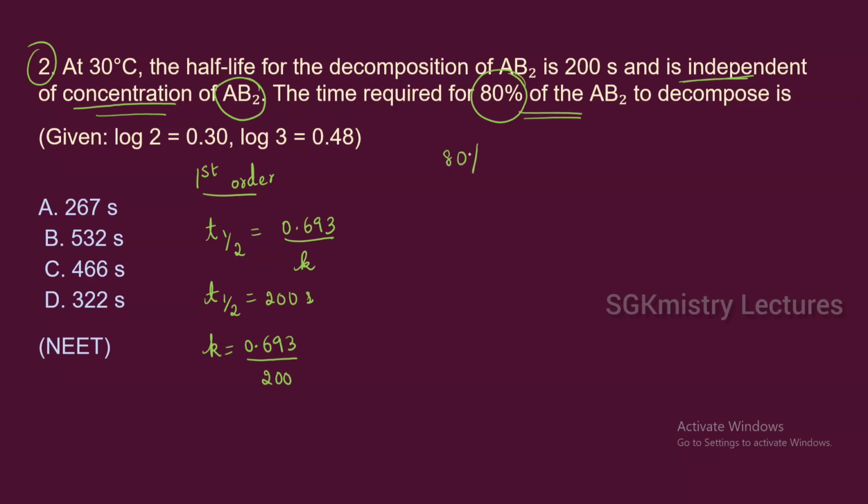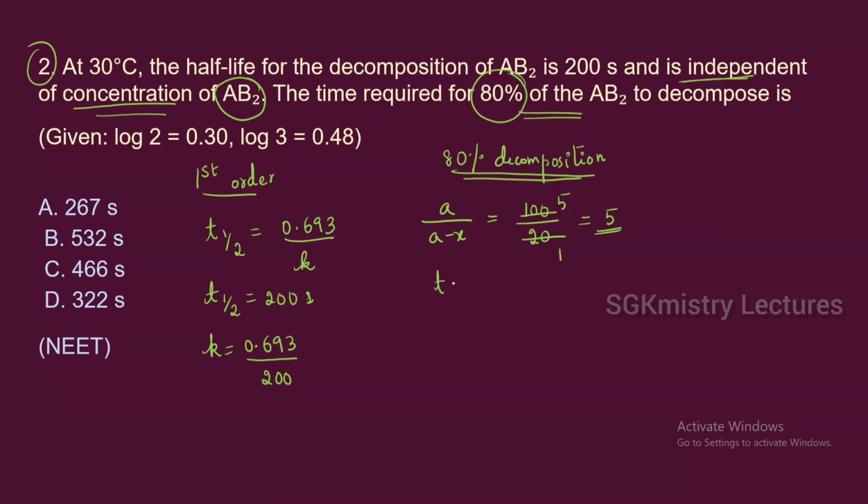Now, for 80% decomposition, because this is what we have to find out. So we have A by A minus X. If I take the initial concentration as 100, for 80% decomposition, once the 80% has been decomposed, what is A minus X? How much is remaining? 20 is remaining because 80 has been decomposed. So 100 by 20, I have this value as 5.